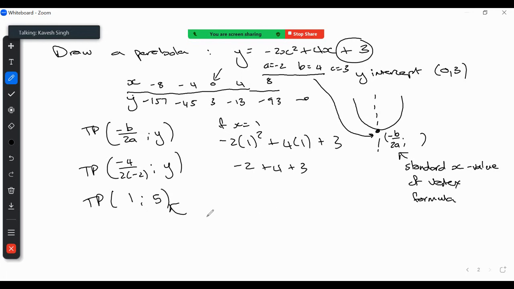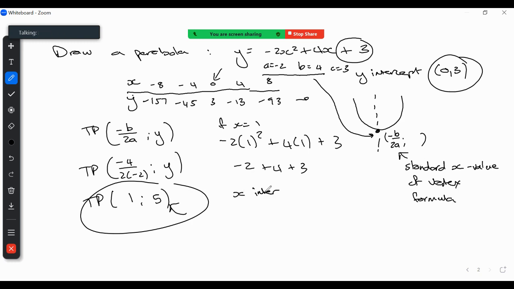We got a turning point, which is great. We got a y-intercept. We're starting to build a picture here. Excellent. How do we get x-intercepts? And how do we get x-intercepts from an equation that doesn't factorize? Or does it factorize? That's the question. We use the quadratic formula, right?